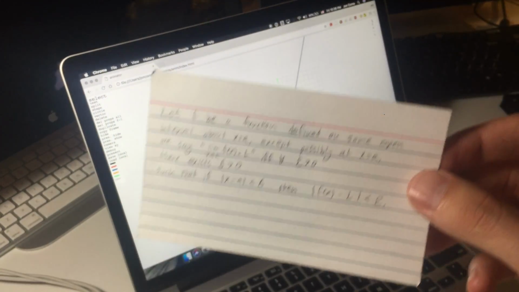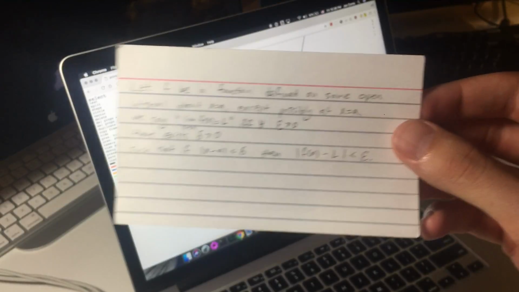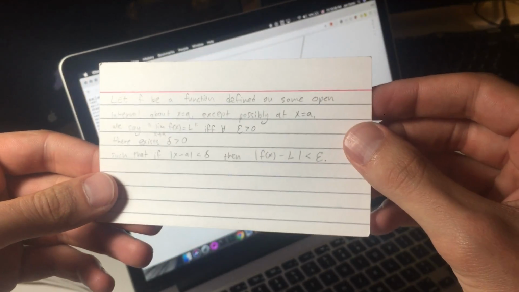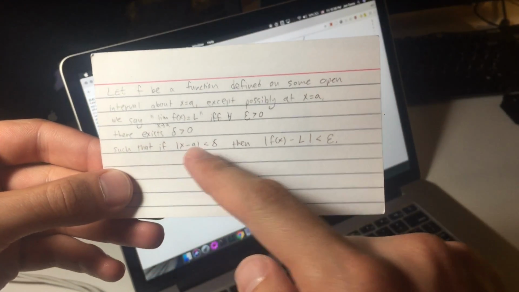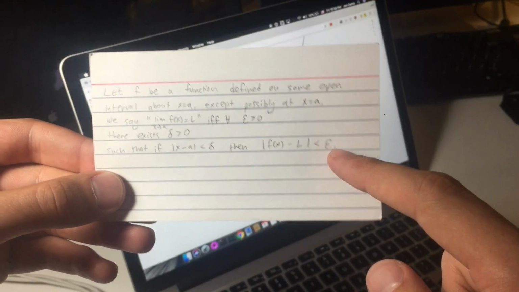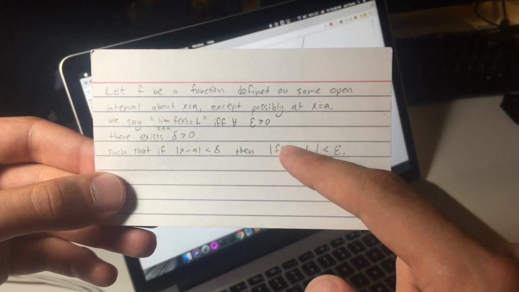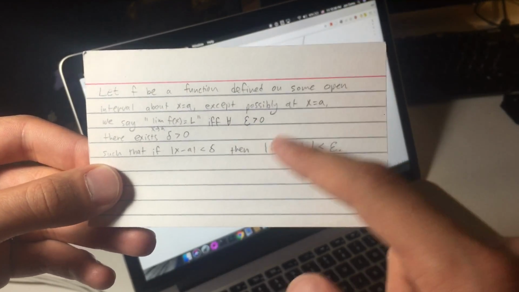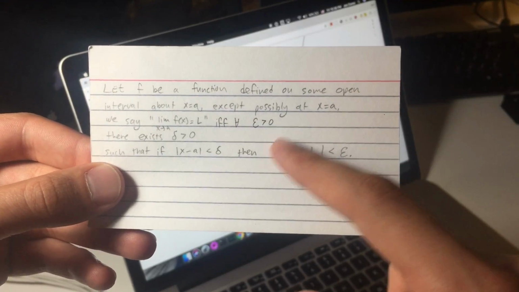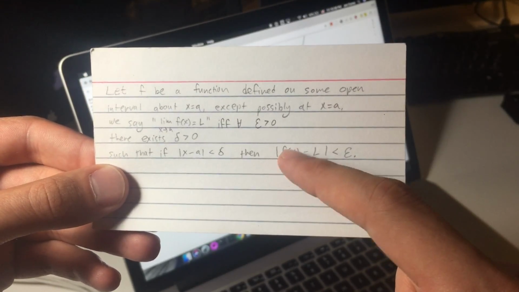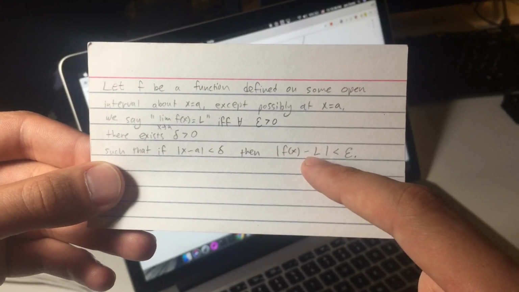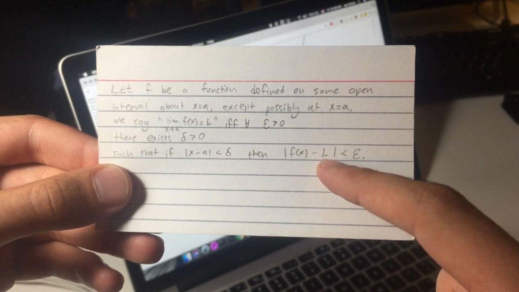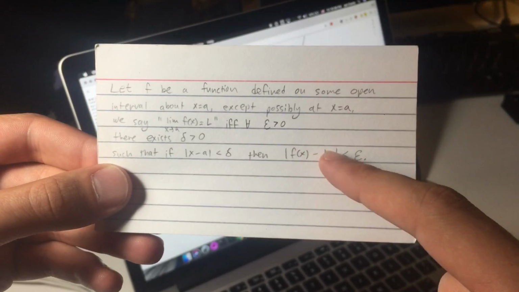Now let's make it more complicated. So now we have to think of it like a game, basically. So this stuff down here, someone is challenging you to make the output of the function close to L. That's what this absolute value does. It's basically like the distance of the output of the function f of x and the number L. So this is the distance to L.